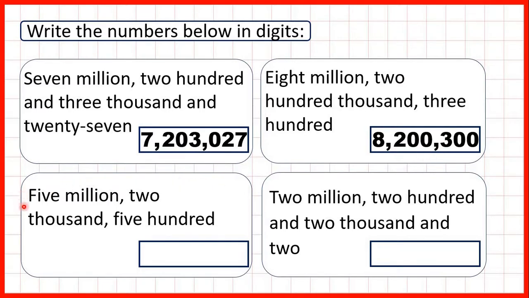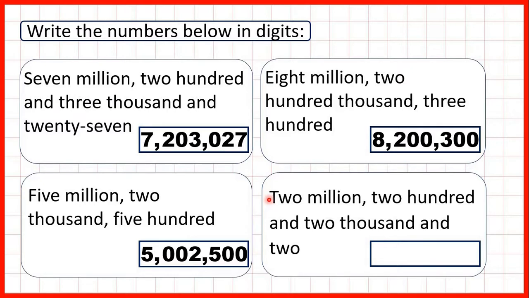Now 5,002,500. We write 5 and then a comma for 5 million. Now after the word million we have 2,000. But we need 3 digits to show our thousands place values. So we need to write 2 as 002 to show that the 5 is in our millions, and then we don't have any 100,000s or 10,000s, we just have 2,000s. Then after the word thousand we have 500, so we just write 500 after the second comma.